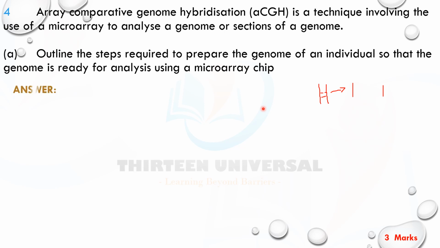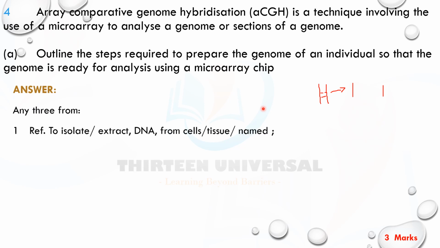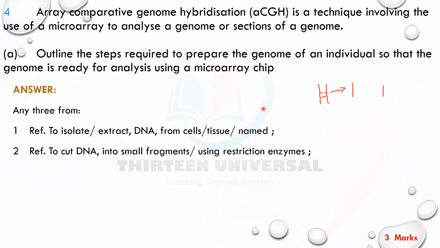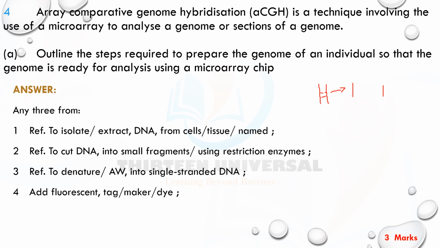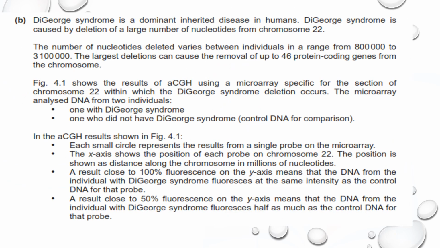Right, so let's look at what the mark scheme says. Okay, any three from the following. So isolate, extract DNA from cells, tissue, whatever name you call it. Then cut DNA into small fragments. So you cut into fragments using restriction enzymes, and then you denature into single-stranded DNA, and then add fluorescent tag or marker, and then you're good to go. All right, the next question, please.